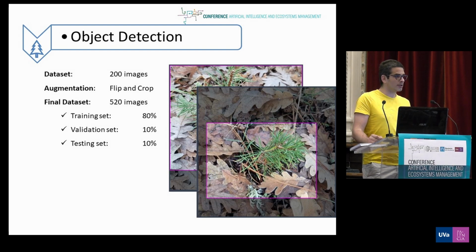It's really data consuming. I'm supposed to have much more, but I have just 520 labeled pictures. Some pictures have 9, 10 seedlings, so this was my data. And I split 80% for training, 10% for validation, 10% for testing. This is a flipped one.